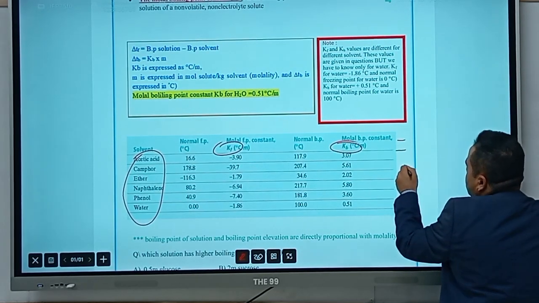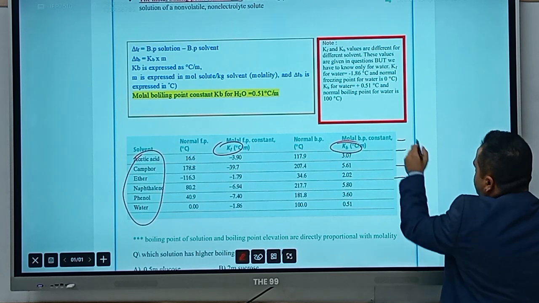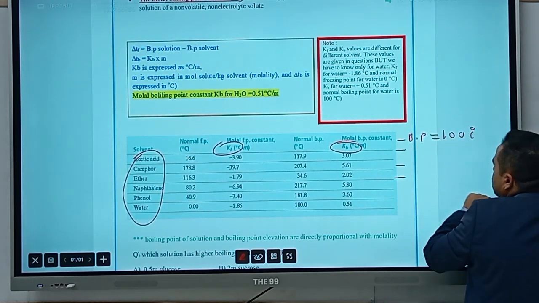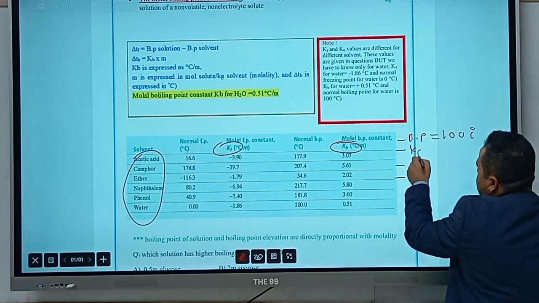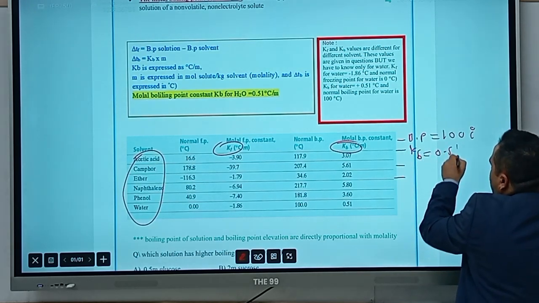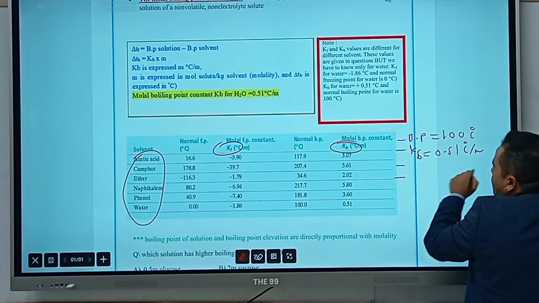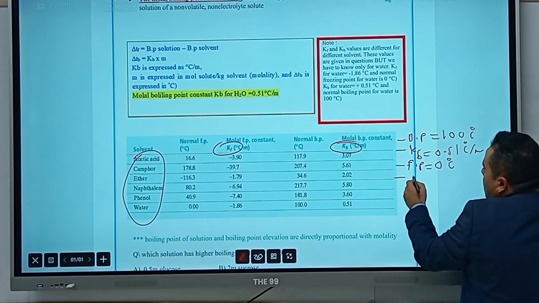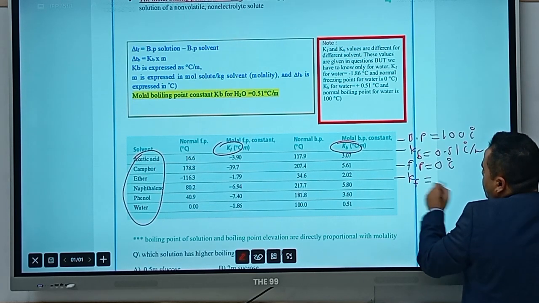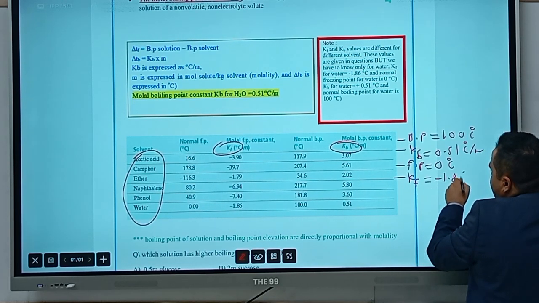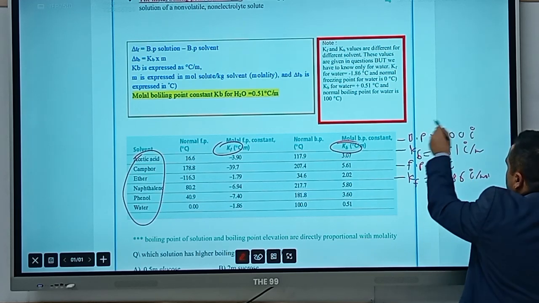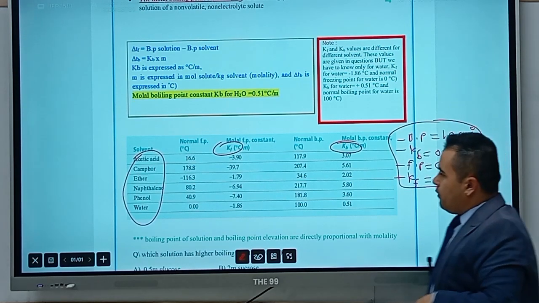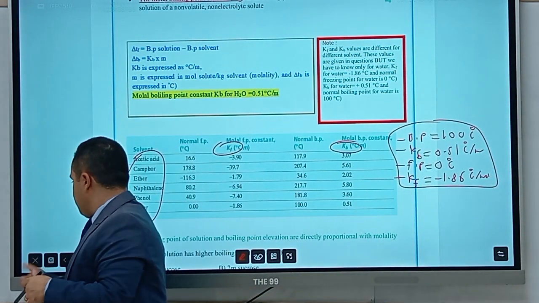Four pieces of information for water must be memorized. Its boiling point is equal to 100 Celsius, you know, guys. The Kb is equal to 0.51 Celsius per molality. The freezing point is equal to 0 Celsius. The Kf, the molal freezing point constant, is equal to minus 1.86 Celsius per molality. These four pieces of information must be memorized about water, which is the solvent that we frequently deal with.